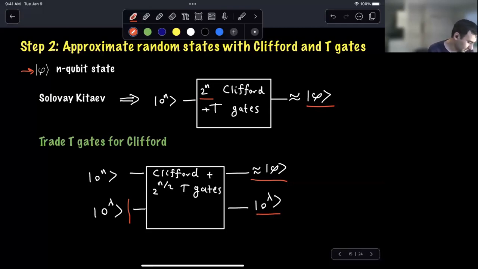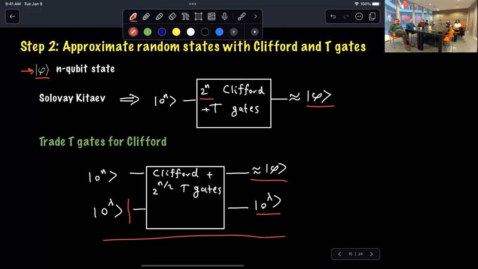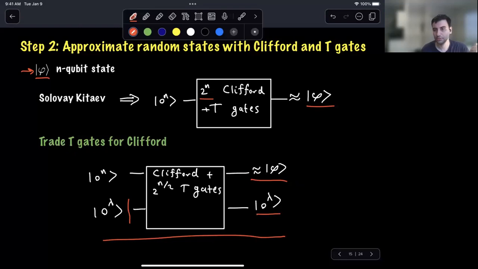So far we have this random state. We know that the stabilizer rank is large, and we also can prepare this state using this circuit. Yes, is there a question? Okay.